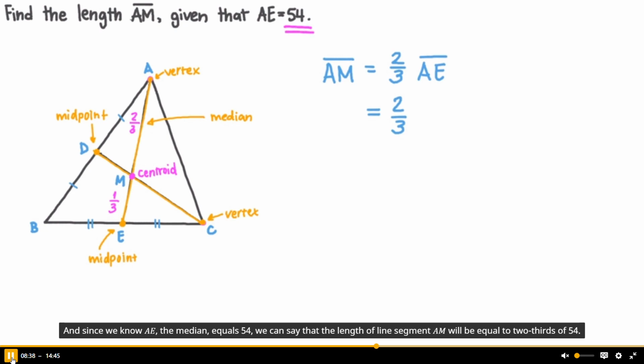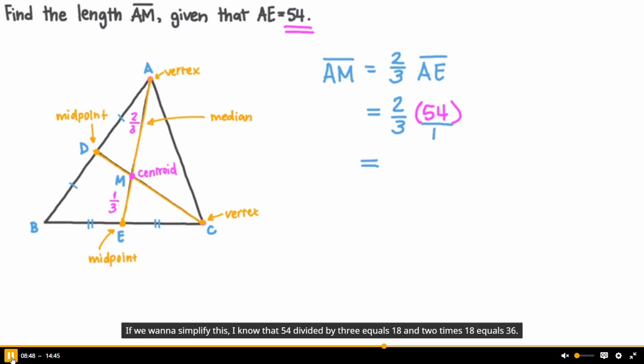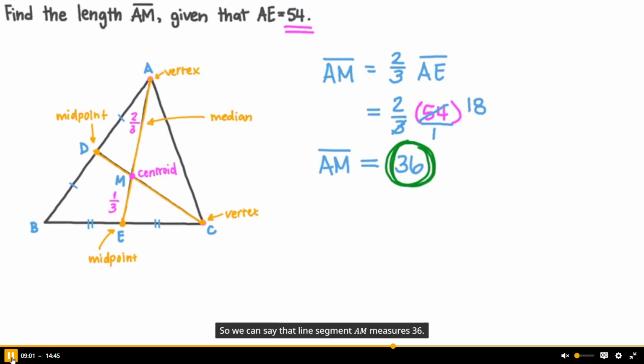This means line segment AM is equal to 2/3 of the median AE. And since we know AE, the median, equals 54, we can say that the length of the line segment AM will be equal to 2/3 of 54. If we want to simplify this, I know that 54 divided by 3 equals 18, and 2 times 18 equals 36. So we can say that the line segment AM measures 36.